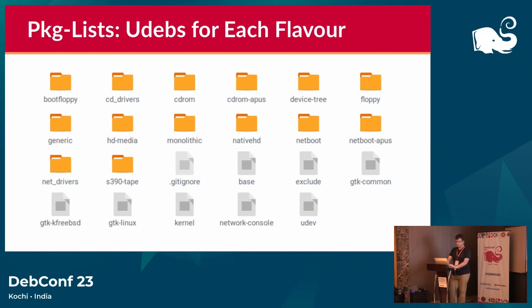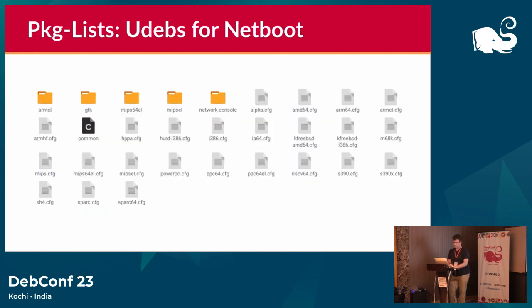And in the package lists directory, we have some common files like base, kernel, GTK Linux, GTK common, and for each flavor like netboot, we have a directory, and inside the netboot directory, we have one file for each architecture and one directory for the sub-flavor, like GTK. There's netboot GTK, so GTK is a folder here, and in the previous config files, you can specify for a flavor which package list it should use.